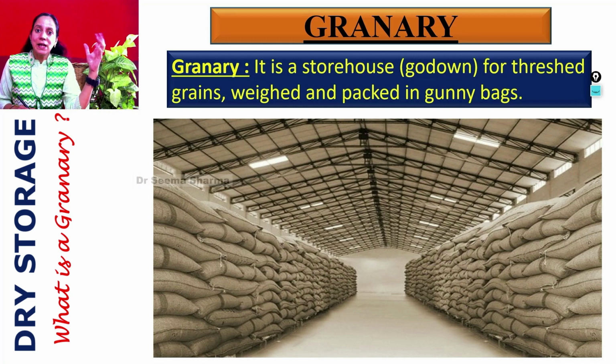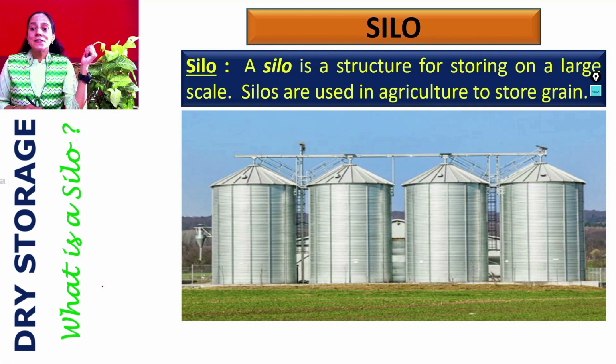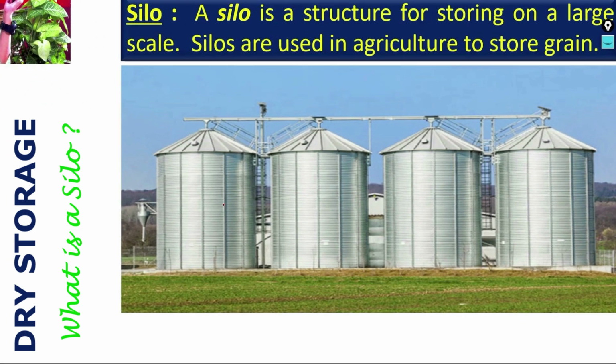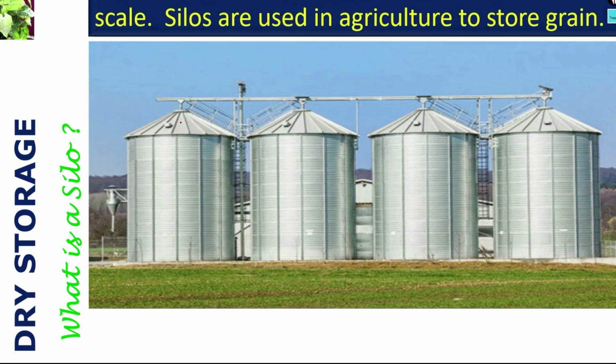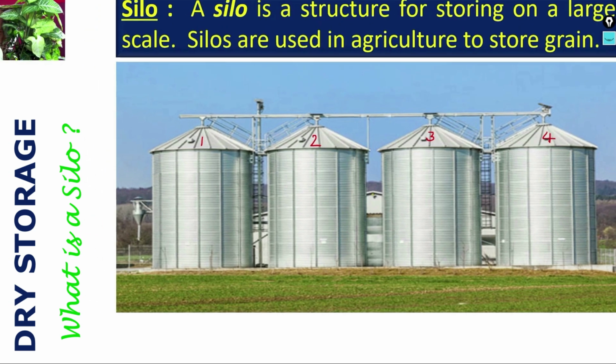Here, after sun drying, these crops, they are kept in the gunny bags, they are weighed and they are kept in proper order, and they are checked periodically also. So this is granary. Next is silo, SILO. A silo is a structure for storing on a large scale. Students, in this picture, you can see there are 4 silos. So these silos are very huge, especially designed metallic containers which are used to keep grains.